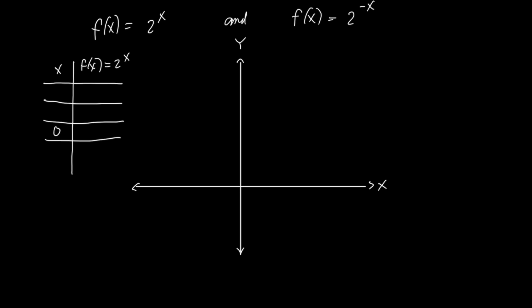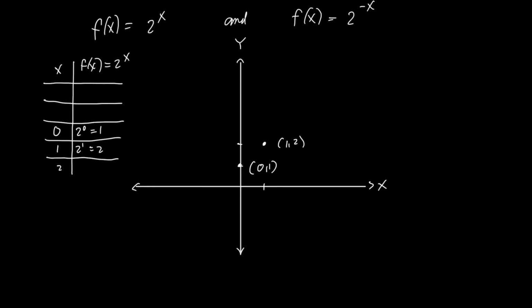Now if x is 0, what is 2 to the 0? That is just 1. So we have 0, 1. This ordered pair here is 0, 1. Now if x is 1, what is f of x? That's 2 to the 1, that's 2. So this is 1, this is 2. This point here is 1, 2.